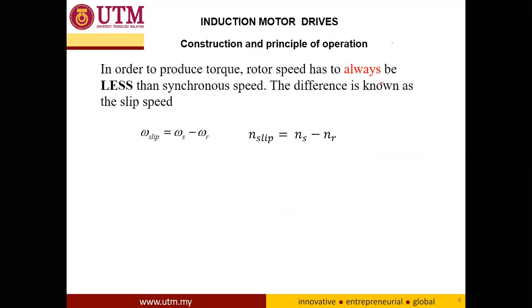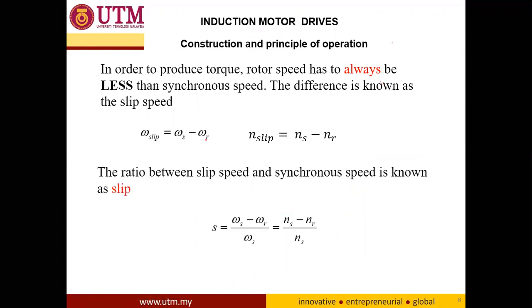The rotation of the rotor we define as the speed of the rotor, which is omega_r, and this speed of the rotor must always be less than the synchronous speed. The difference between these two speeds, the synchronous and rotor speed, we call the slip speed, which is this equation. This is in radian per second, and this is in rotation per minute.